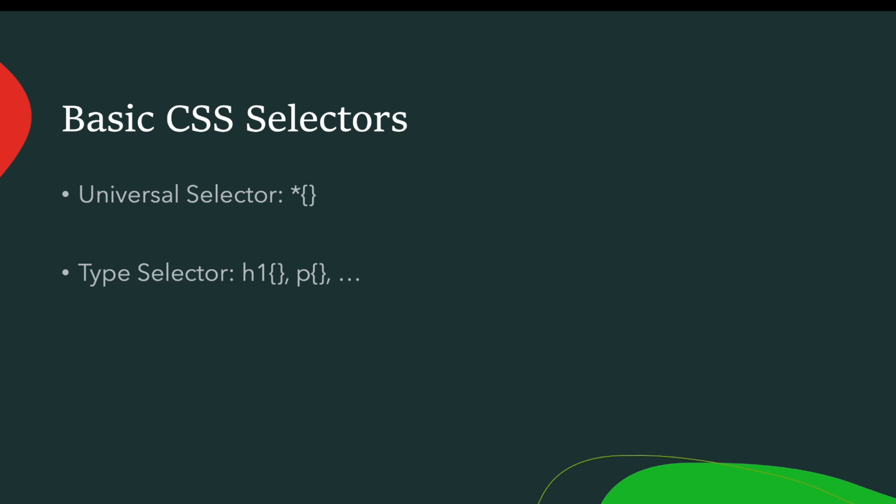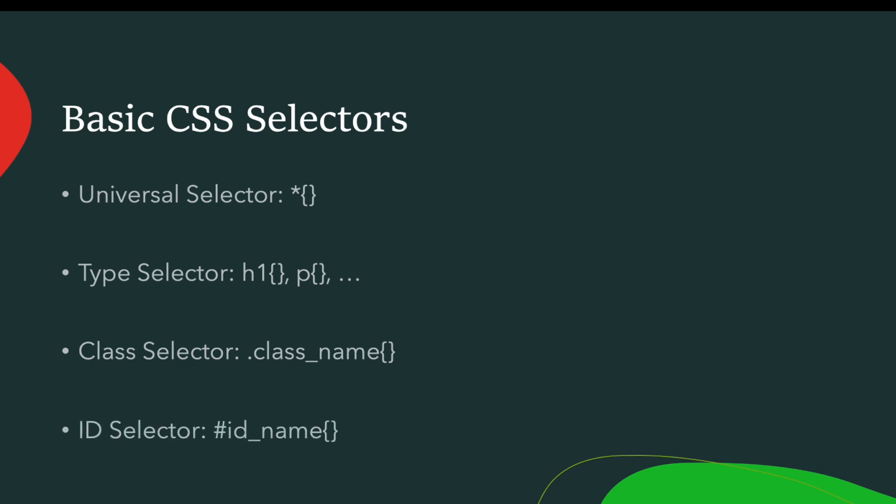And then we have the class selector, the syntax for which is a dot or period, followed by the class name, whatever you want to call the class. And then the last one that we will be talking about today is the ID selector. It's a hashtag or pound sign followed by the ID name. Again, curly brackets, right? So this is what we will be talking about.